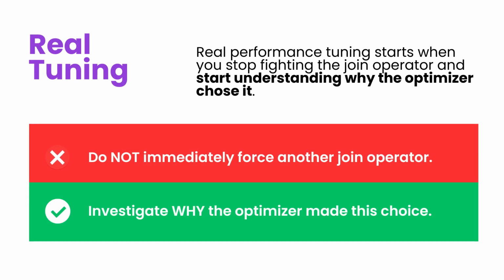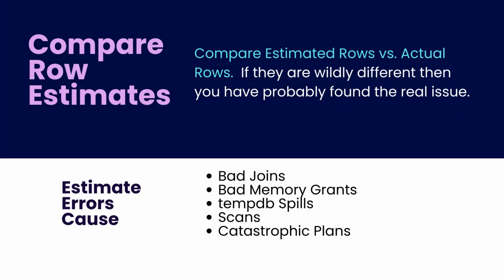Here's where real tuning starts. Don't immediately force another join operator. Instead, dig into why the optimizer chose the strategy in the first place. Because the real problem usually isn't the operator, it's the assumptions that led SQL Server there. This is one of the most powerful things you can learn in SQL Server tuning. Look at estimate rows versus actual rows. If they're wildly different, you've probably found the real issue. And once estimates drift far enough from reality, everything downstream starts breaking.